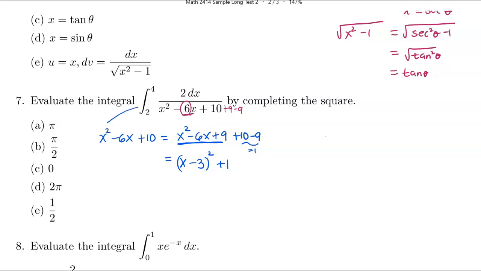And so therefore, this integral here becomes the integral from 2 to 4 of 2 dx all over, then rewrite the denominator. We write the denominator as x minus 3 quantity squared plus 1. Now to solve this, we will have to do u substitution. You would have to let u be equal to the expression here, x minus 3. Because if you let u be x minus 3, your du is just dx.